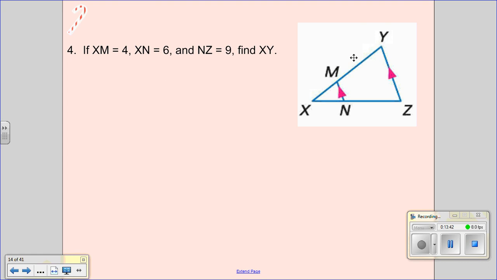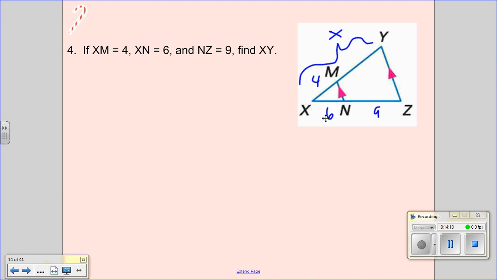On this one, MN is parallel with YZ. I'll help you label it, but then you would need to find the missing piece. So we know that XM is 4, XN is 6, NZ is 9, and it wants you to find XY. So we'll put x. XY is the long length.